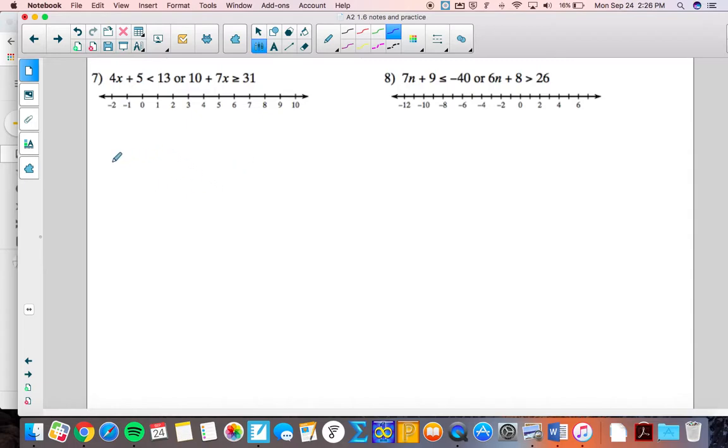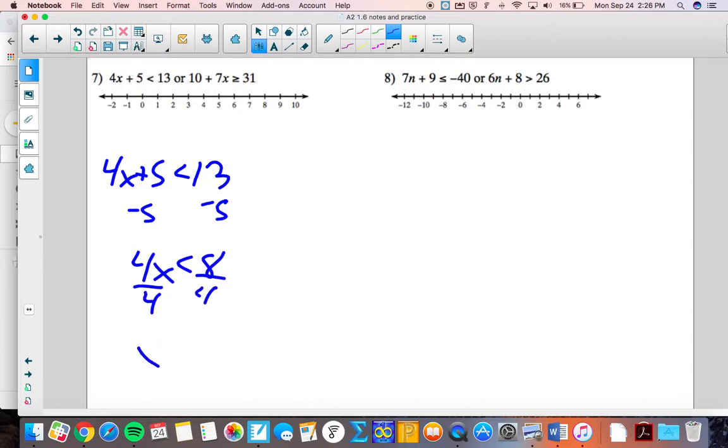Let's do one last one. So 4x plus 5 is less than 13. So we'll subtract 5, we get 4x is less than 8. Divide by 4, divide by 4. You get x is less than 2. So open dot at 2, squiggling to the left.